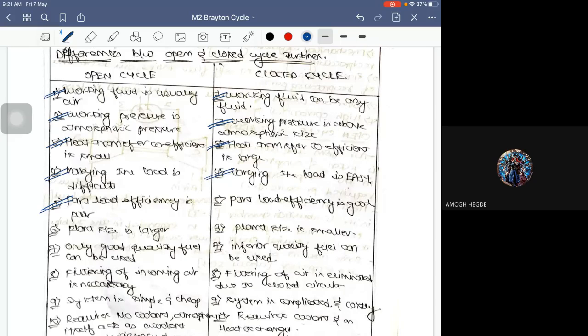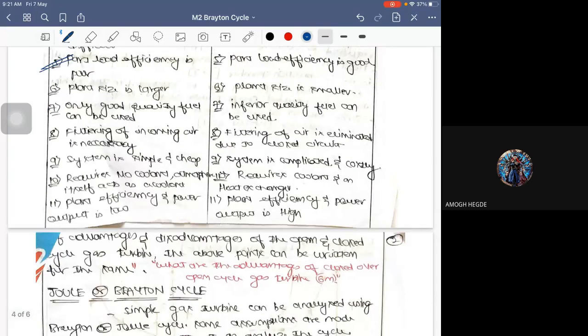Next one. Part load efficiency is poor here, and part load efficiency is good here. We will get to know once you get the meaning of part load efficiency, then only we can explain this. So you'll get to know after you solve the problems.